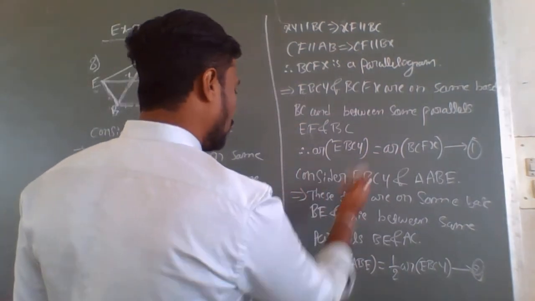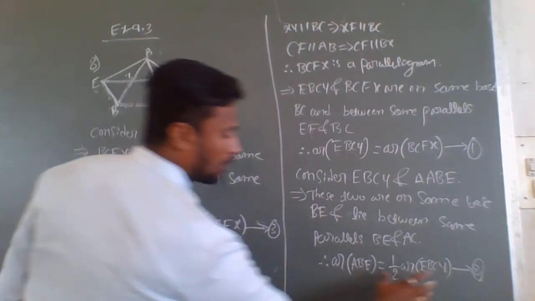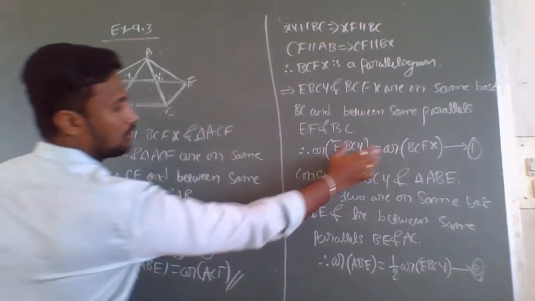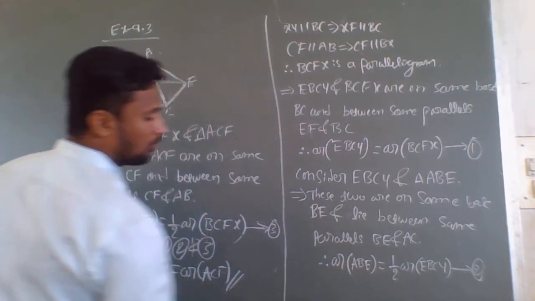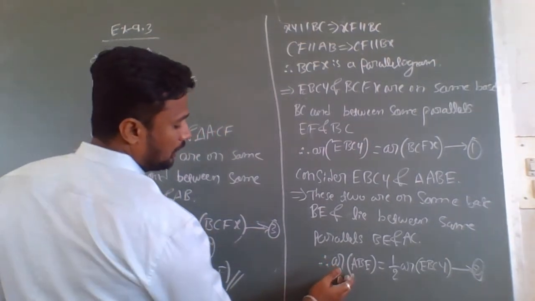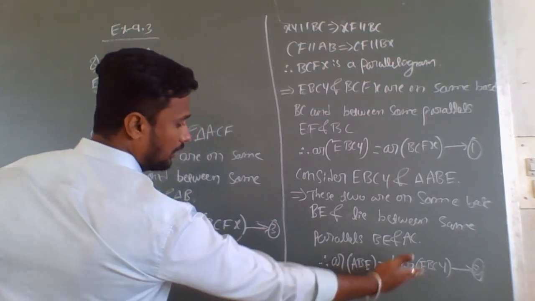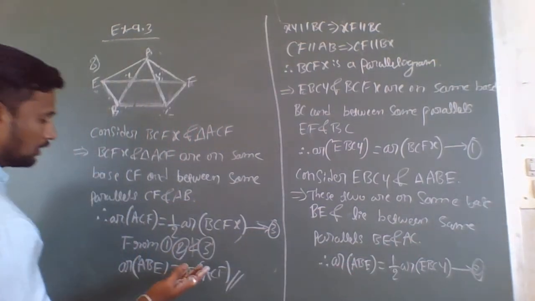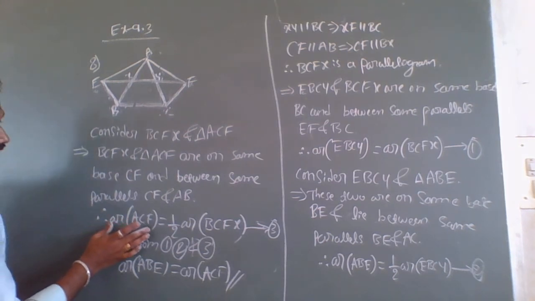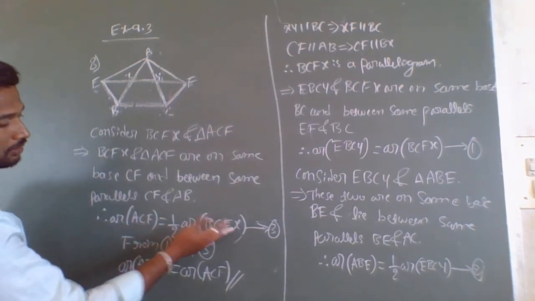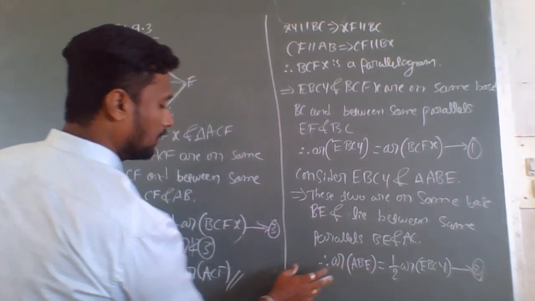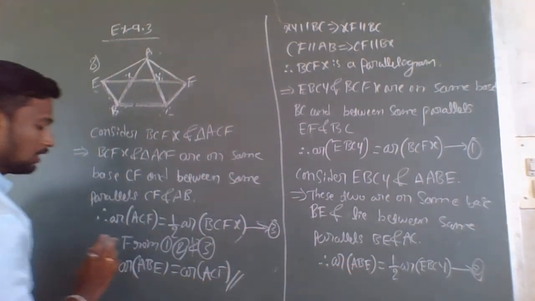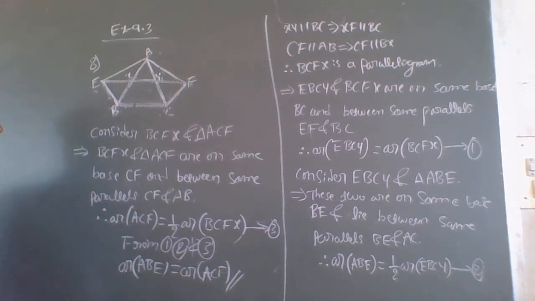And from equation 1 we got to know that these two parallelograms are equal in area. From 2 we got to know the area of triangle ABE equals half of the area of this parallelogram. And in equation 3 the area of this triangle equals half of the area of this parallelogram. Therefore, from 1 to 3, the area of triangle ABE equals the area of triangle ACF.